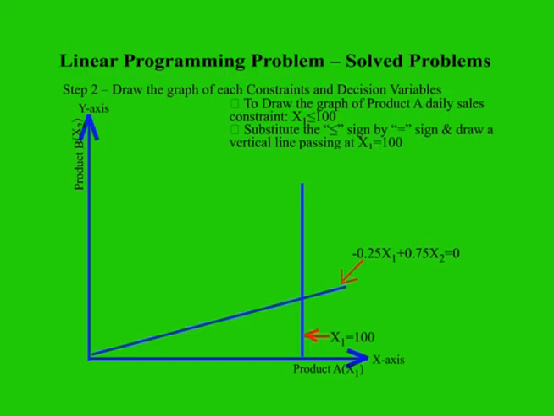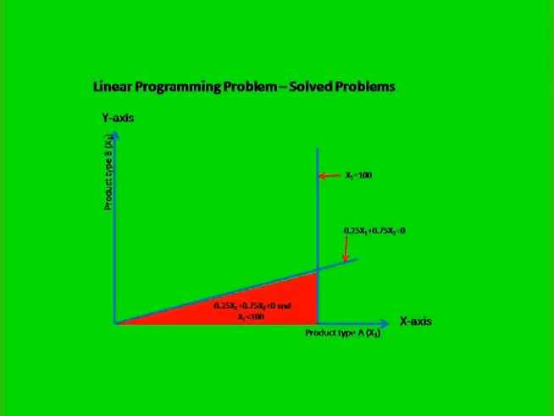Therefore, the valid side or the solution space satisfying both negative 0.25x1 plus 0.75x2 less than or equal to 0 and x1 less than or equal to 100 is the region shaded with red color. All the order pairs in the region shaded with red color satisfy both inequalities, that is negative 0.25x1 plus 0.75x2 less than or equal to 0 and x1 less than or equal to 100.